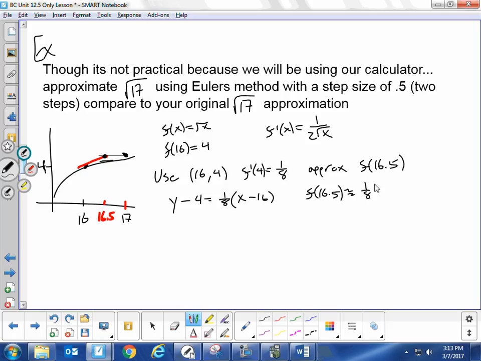1/8 times 16.5 minus 16, plus 4. That's 1/8 times a half, which is 1/16. So this is 4 and a 16th. I'll just leave it as 4 and a 16th instead of simplifying it. Well, whatever. Let's simplify it. 65/16.